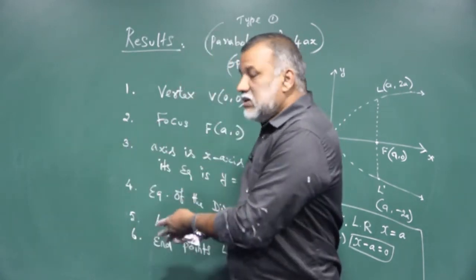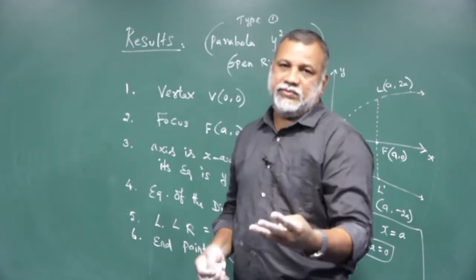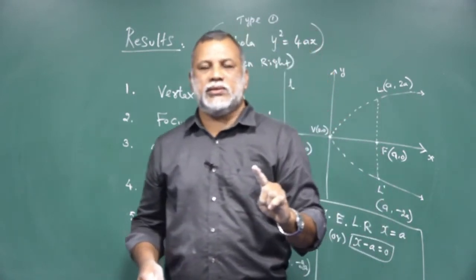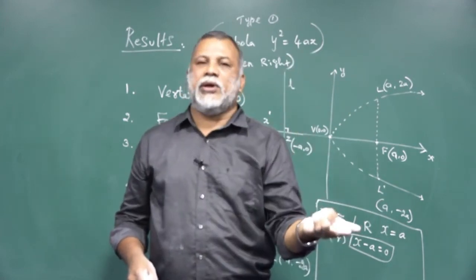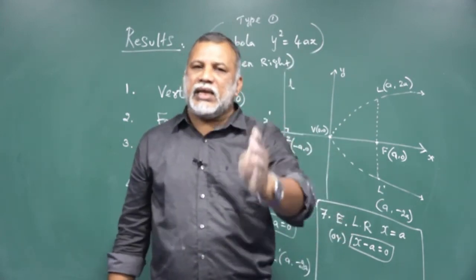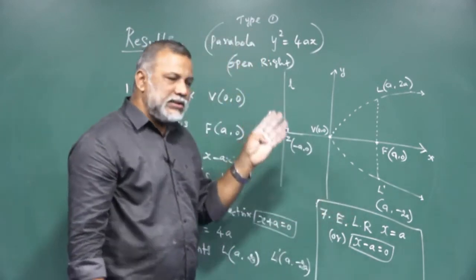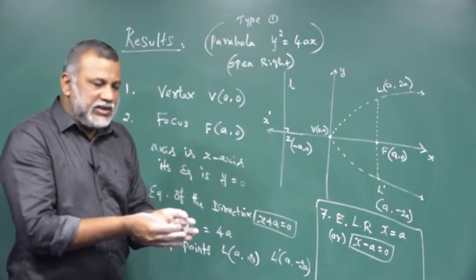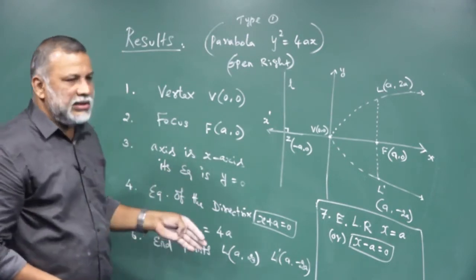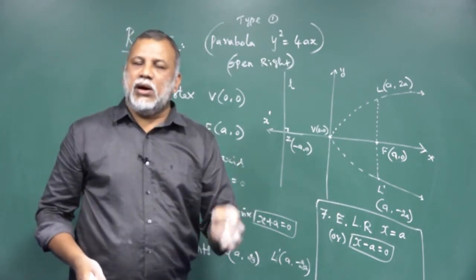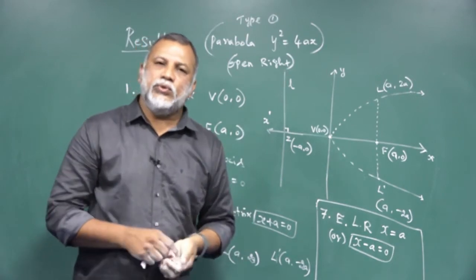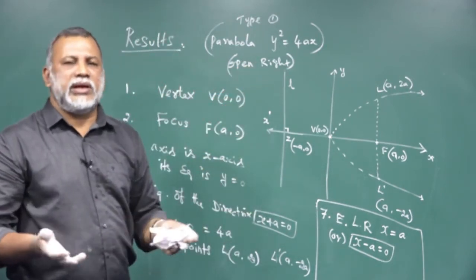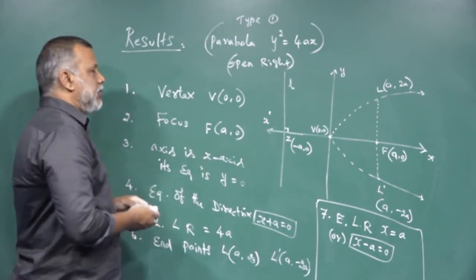How we are getting all these results? So tracing. First we are deriving the standard equation of the parabola y squared equal to 4ax. After that we are tracing that parabola. Tracing is nothing but analyzing the parabola. So we are getting some results. All those results are organized. We are getting 7 results. These are the standard results of this parabola y squared equal to 4ax. That is called open right.